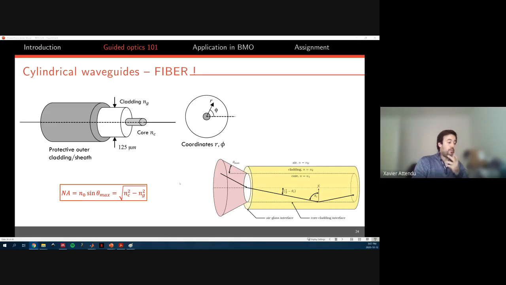The point being here that the numerical aperture of a fiber changes depending on the medium in which it's located. So if the fiber is in air, N0 is 1. If the fiber is in water, the N0 is 1.3 something. And that can change. So the acceptance angle of a fiber will change depending on the medium in which it's located.